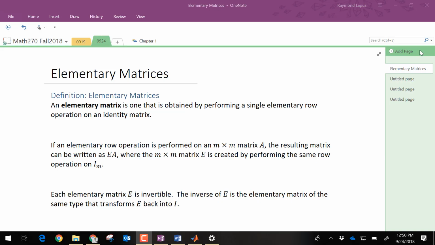So an elementary matrix is a matrix that comes from the identity matrix where you perform one row operation. So remember, there's three different types of row operations. There's a row switch, there's scaling a row, and then the other one that we use the most is to multiply one row and add it to another and replace that row that we're adding to.